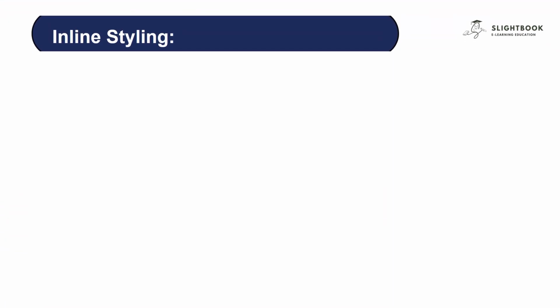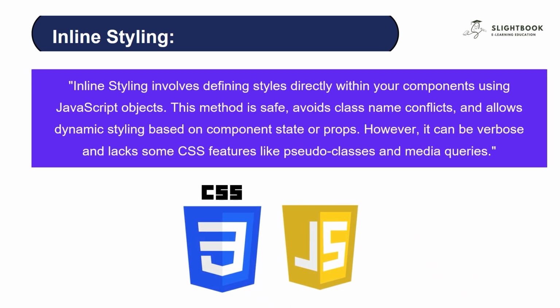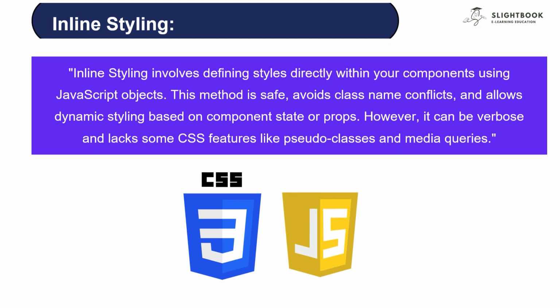Inline styling. Inline styling involves defining styles directly within your components using JavaScript objects. This method is safe, avoids class name conflicts, and allows dynamic styling based on component state or props. However, it can be verbose and lacks some CSS features like pseudo classes and media queries.